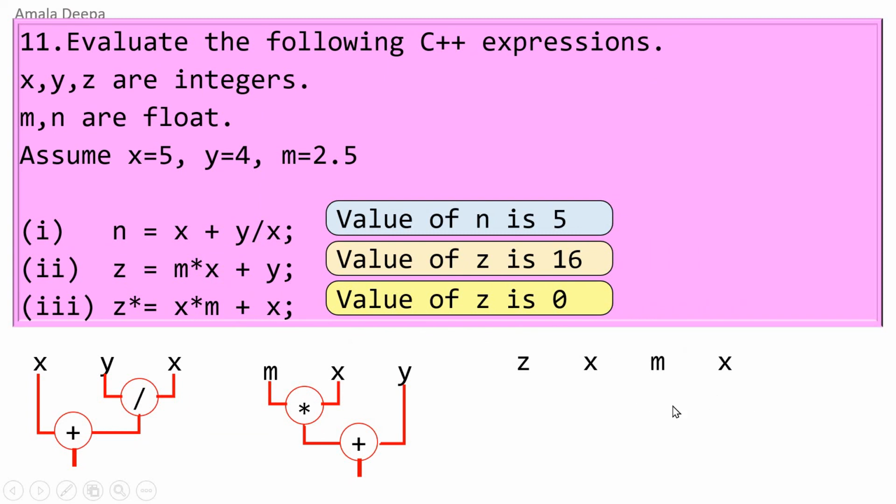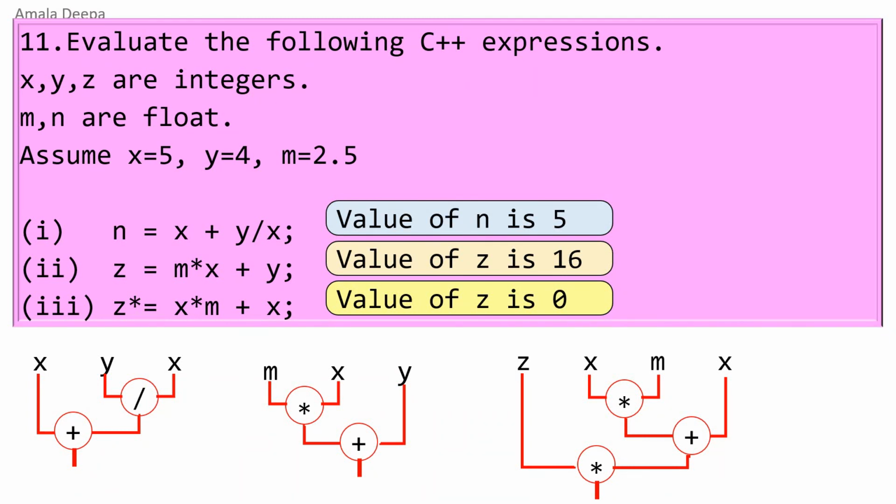And then first you have to perform x into m plus x. So x into m plus x, and then multiply this whole thing with z. Z into this. After drawing the order of evaluation, now you substitute the values which are given here for x, y and m. So first we will do y divided by x. Y is 4 and x is 5. What is 4 divided by 5? It is actually 0.8.